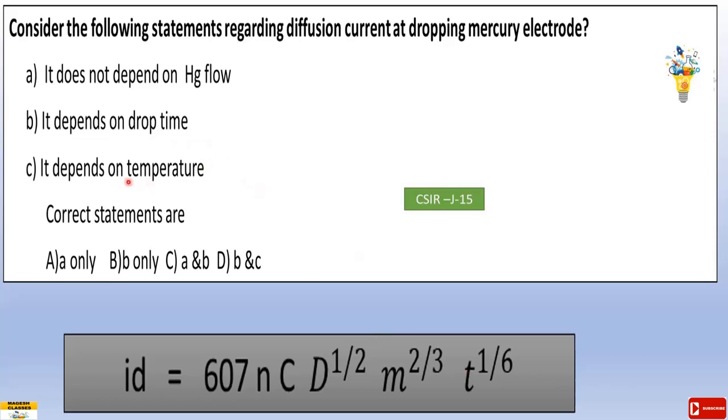It depends on the temperature. So no temperature is given, but 607 is the combination of temperature and the Faraday and the pressure of the DME. So it depends on temperature, correct statement. So the correct statements are D, B and C. So your answer is D.